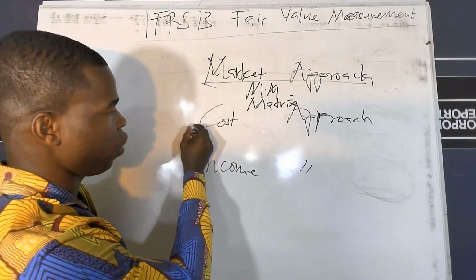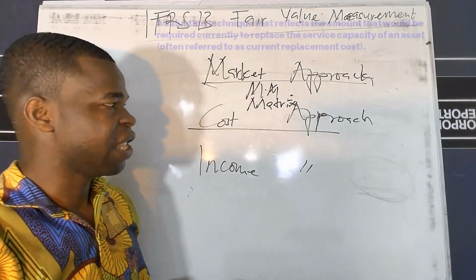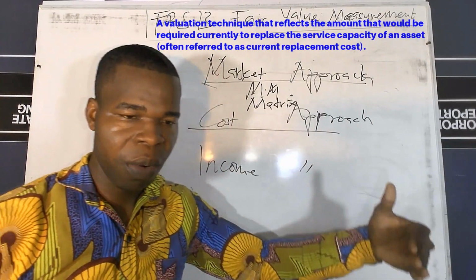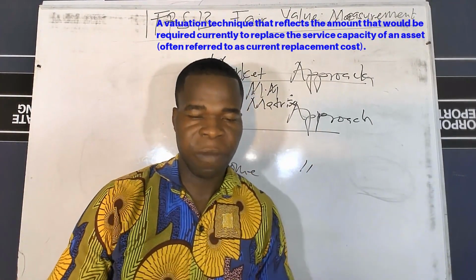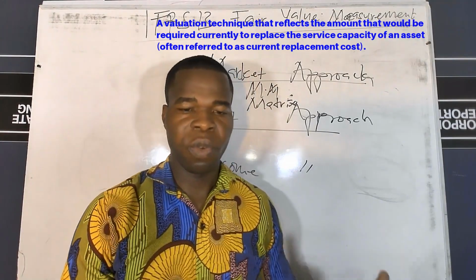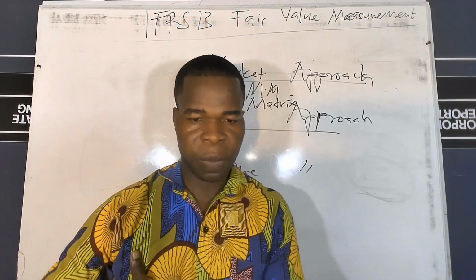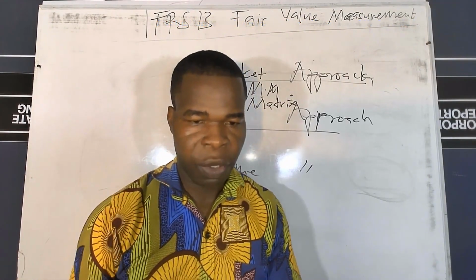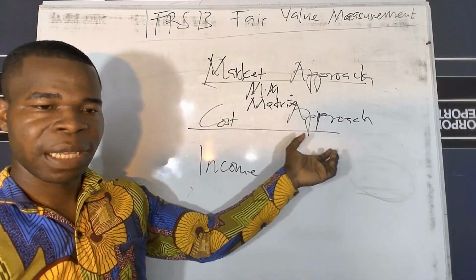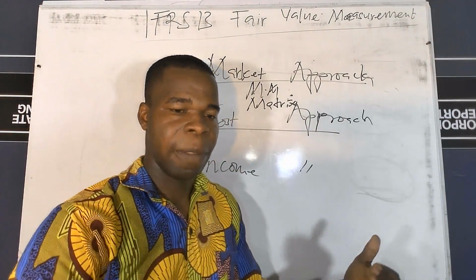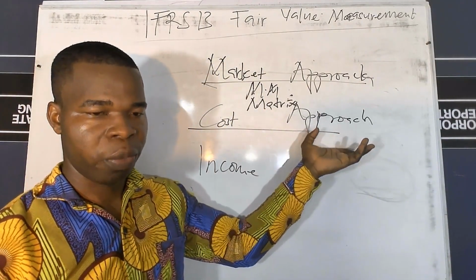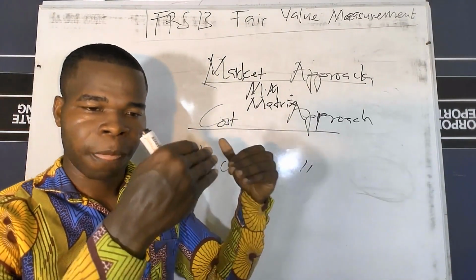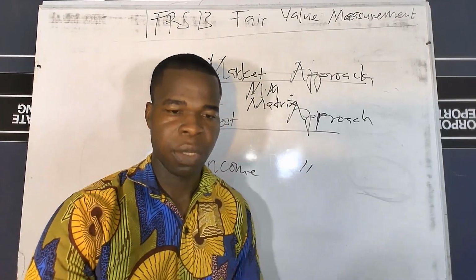Now, when it comes to the cost approach, we are saying that it reflects the amount that will be required currently to replace the service capacity of an asset. We call it the current replacement cost. So if you can replace that particular asset with the service capacity in that particular asset, then we are saying we are using the cost approach. And the method we can use here is the current replacement cost.